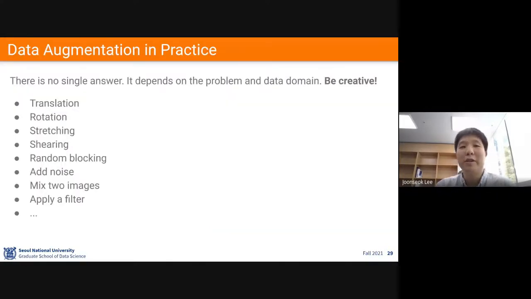And in practice, there are tons of data augmentation techniques that can be used. I just gave some examples, but you can be creative and devise more data augmentation techniques which are specialized for your problem, task, or dataset. Something like translation, rotation, stretching, shearing, random blocking, adding noise, mixing two images, adding a filter. There are a lot of filters you can apply. And this will be the first question of your homework too. So you will have some experience with data augmentation, which is really important in computer vision, in your next homework.